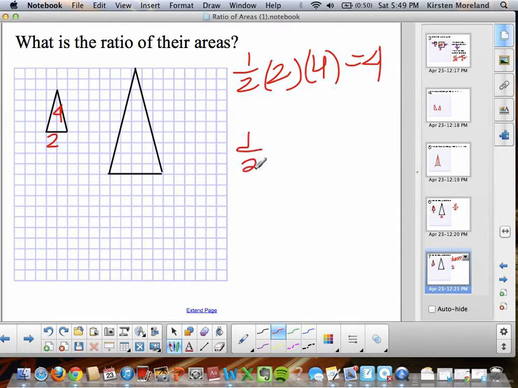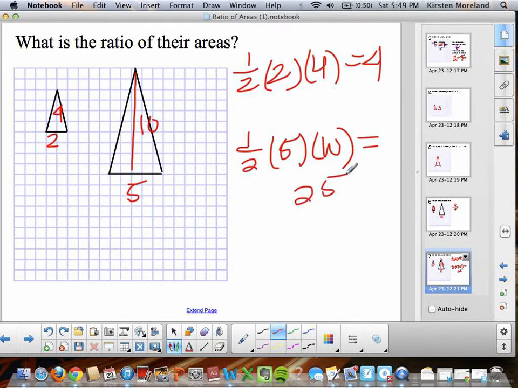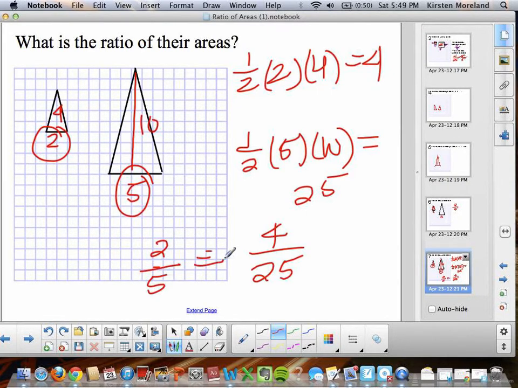And the big one, remember, the base was 5 and the height was 10. So I'm going to get 5 times 10 times 1/2, which gives me 25. So we get the same thing we did with the squares. The ratio of the areas is 4 to 25. Again, notice the base was 2 and 5 in that case. So we went from 2 over 5 for our sides, and we found the areas to be 4 to 25.